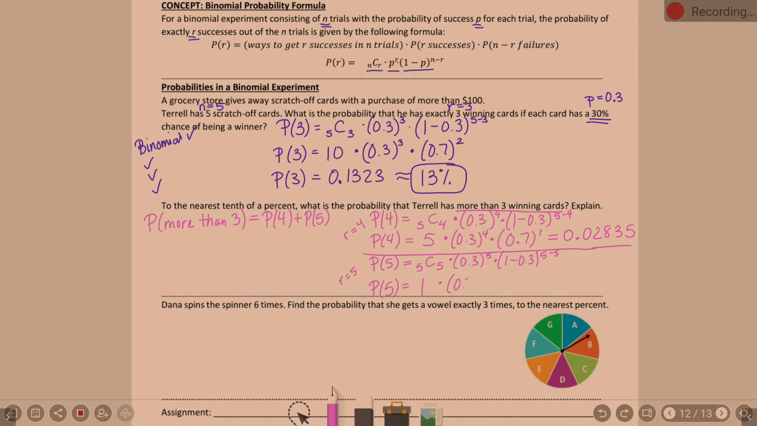0.3 to the 5 is still going to be in the middle there. And then this is going to be 0.7 to the 0. What is anything raised to 0? 1. So what's the only piece you really need to do here? 0.3 to the 5 is all you really need to do. And what is 0.3 to the 5? 0 point something. I have 0.00243.